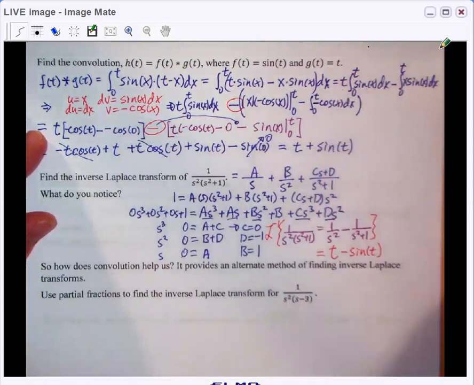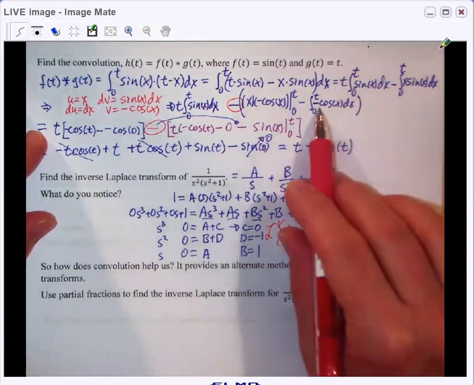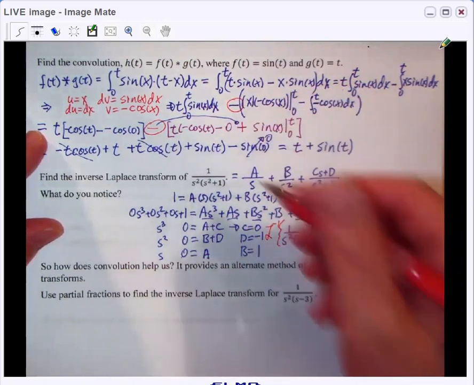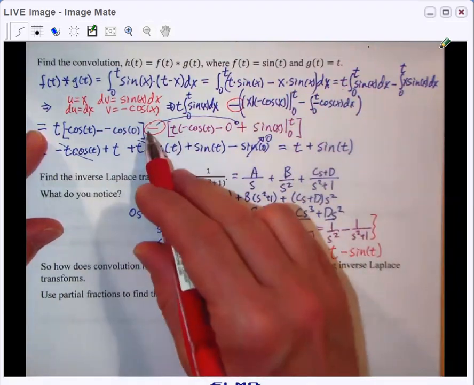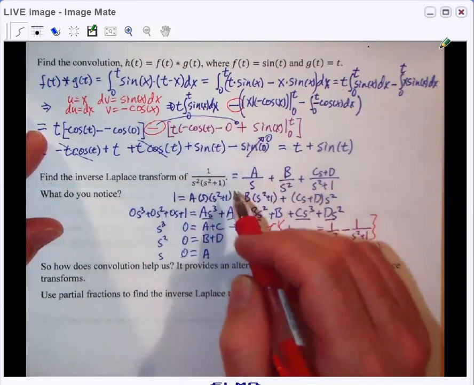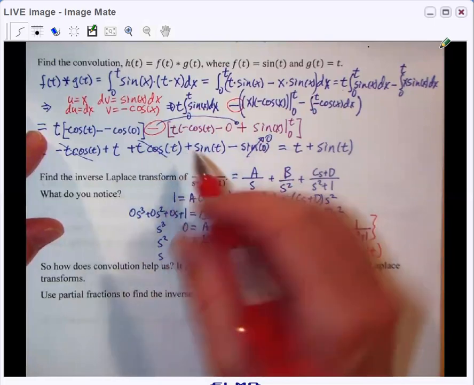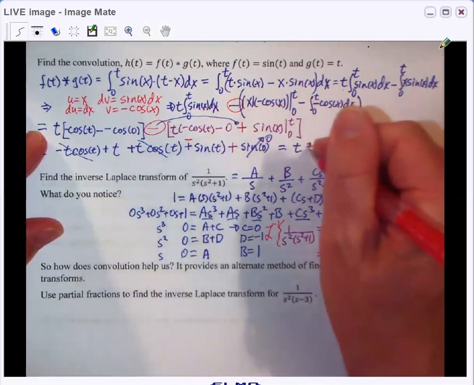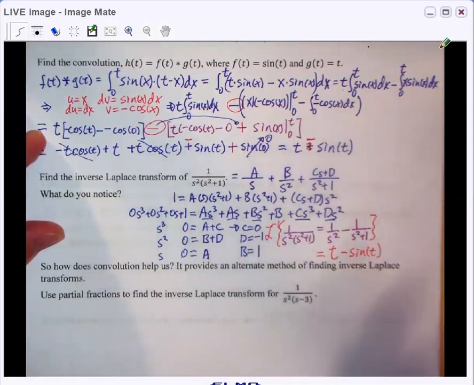So let's fix that negative, and therefore that makes this be a positive, which makes, when I distribute that negative over that, that makes this become a negative here and a positive there. So that should have been a negative sine of t. Okay, Professor Pedrero is human too. He makes mistakes. So, all right.